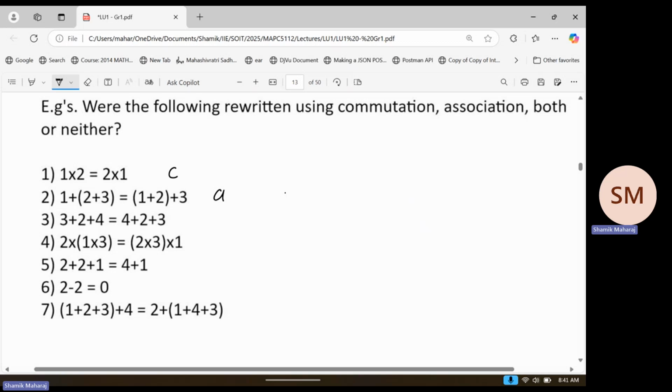Okay, number 3. What operation happened here? Commutation. Because all we did is change the order. It doesn't matter that there are 3 terms here. The order changed. That's all that changed. So that's commutation. Okay. Number 4 might catch us out.